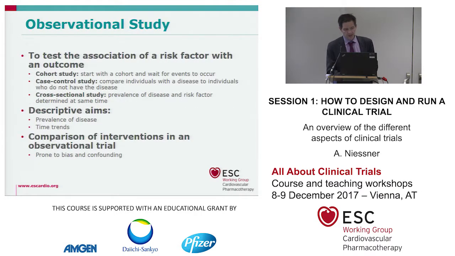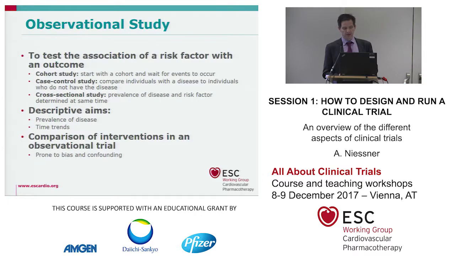In an observational study, this is the other opportunity. You can test an association of a risk factor with an outcome. There you have to decide to do a cohort study, which means you start with a cohort and you wait for an event to occur. This works fine, for example, in heart failure, because they have a lot of events, so you can wait for the event to occur. Do not do it for any very rare event, because you will wait for a very long time and no event will occur. So cohort studies work fine if you have a disease with a lot of events.